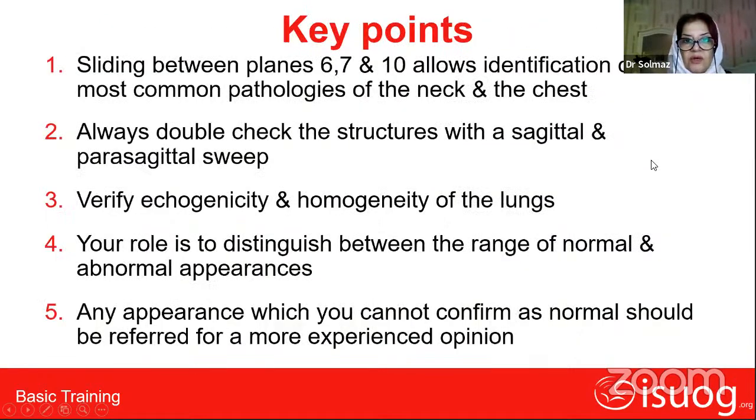So the key points: sliding between planes 6, 7, and 10 allows identification of the most common pathologies of the neck and the chest. Always double verify echogenicity and homogeneity of the lungs.